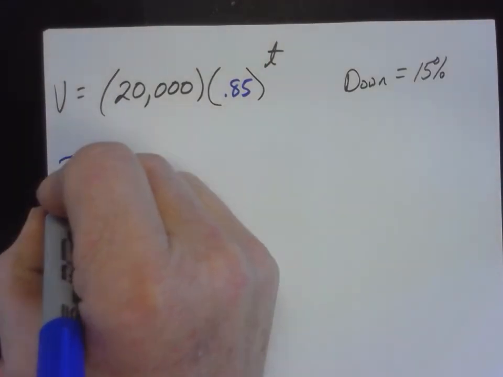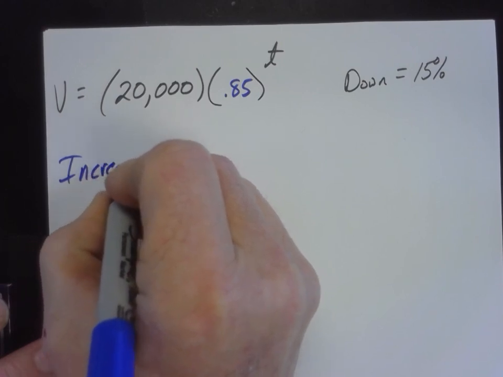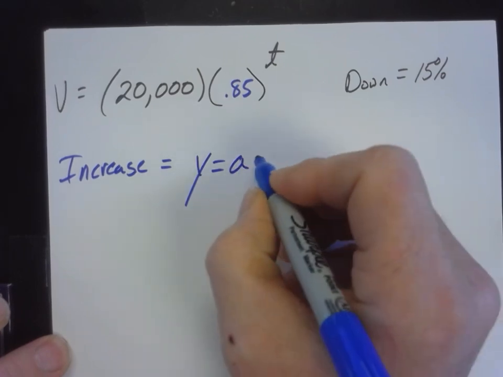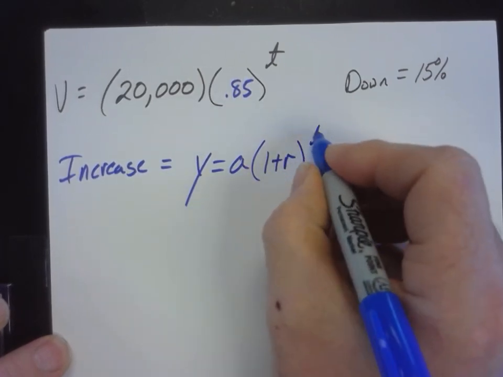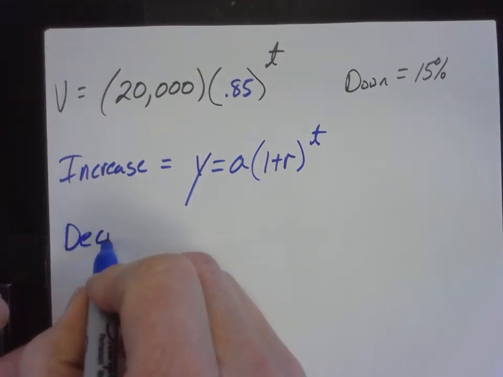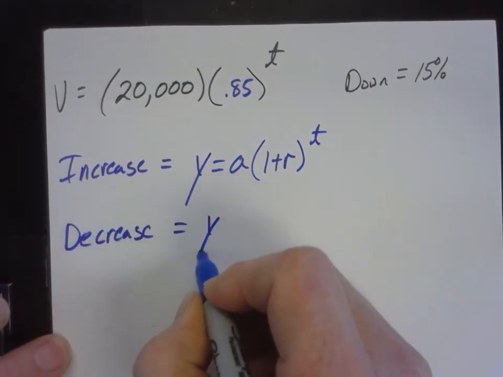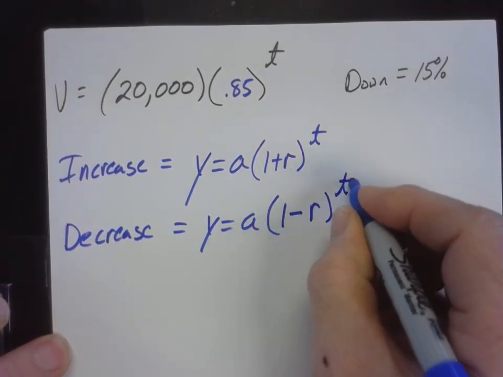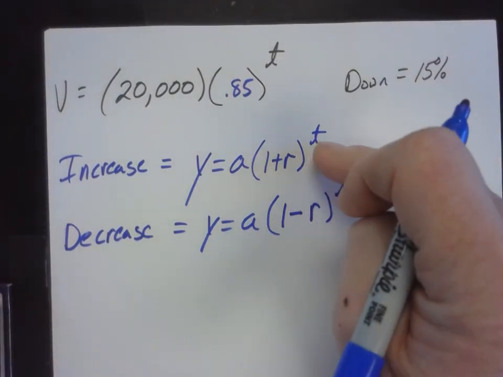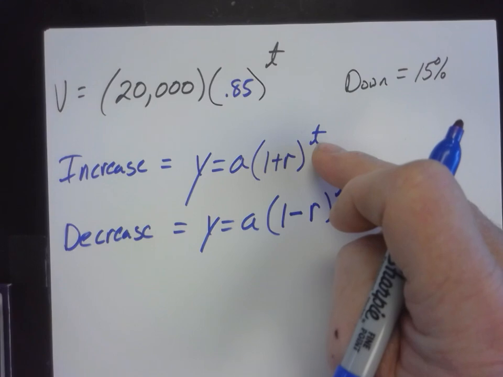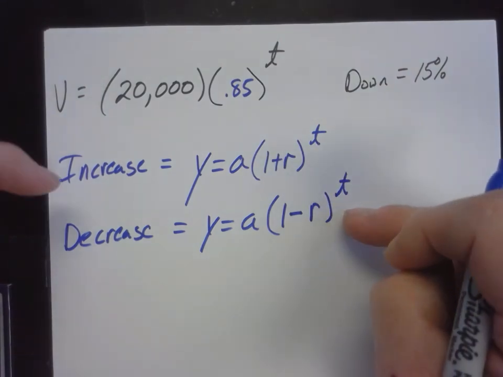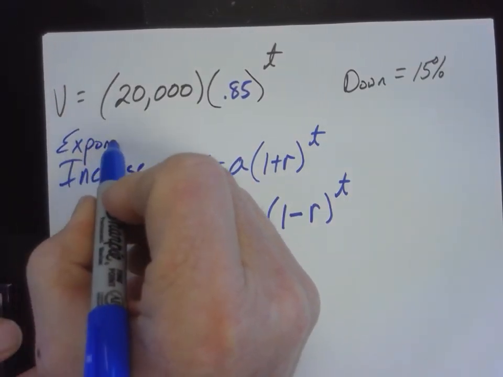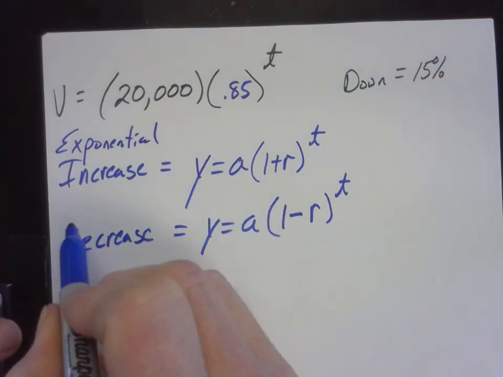So an exponential increase looks like this. Y equals whatever the initial amount is times 1 plus R to the T. A decrease looks like this. 1 subtract the rate of change to the T. So they look really similar. Increase, 1 plus the rate of change. Decrease, 1 subtract the rate of change. Get this in your notes. Okay. Exponential increase, exponential decrease.